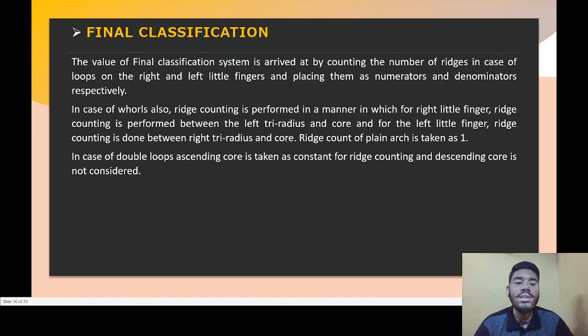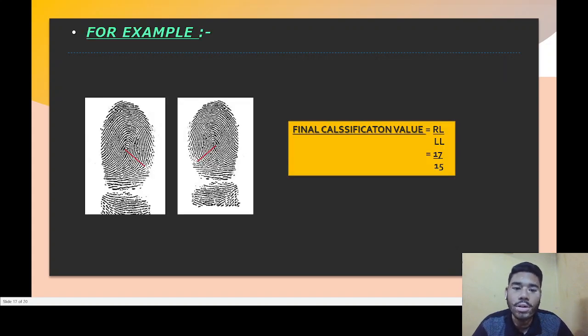Final classification. In this classification, we consider the little fingers of both hands, placing them as numerator and denominator respectively. In case of whorls, ridge counting is performed, and in case of loops, ridge tracing is done. Example for final classification. Right little finger has 17 ridges between its delta and core, and left little finger has 15 ridges between its delta and core.